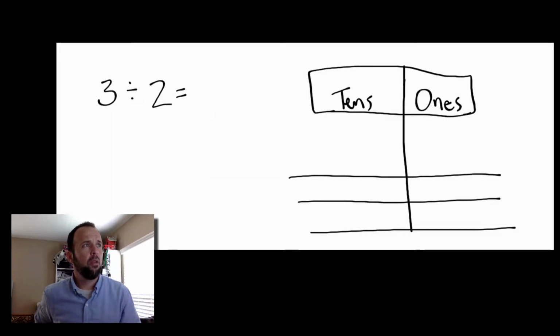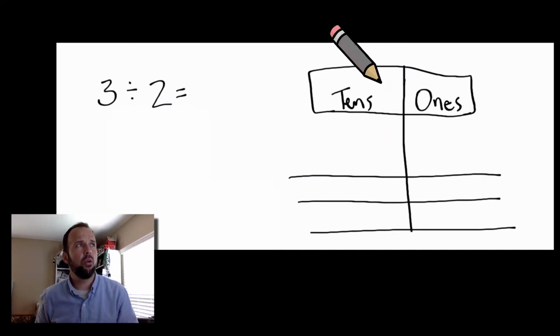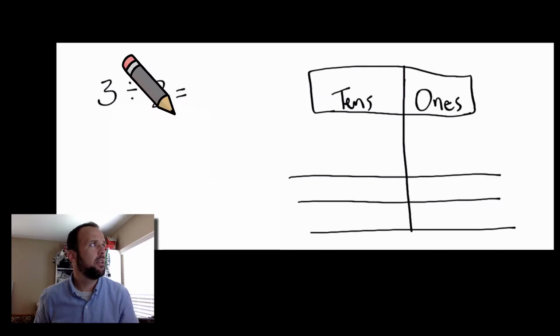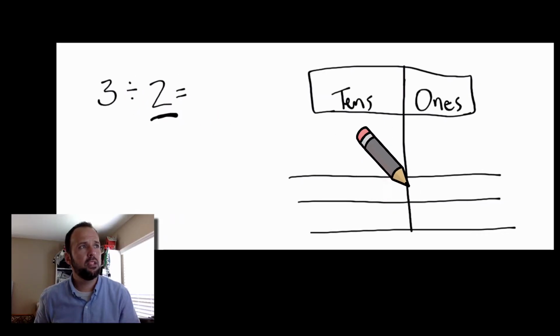Now, just to point out what I have going on over here, I have tens and ones, right, kind of divided down the middle. And here in this bigger space is where I'm going to represent my numbers. And then these are like the groups that I'm dividing it into. So when I'm dividing by 2, these are my 2 groups right here.